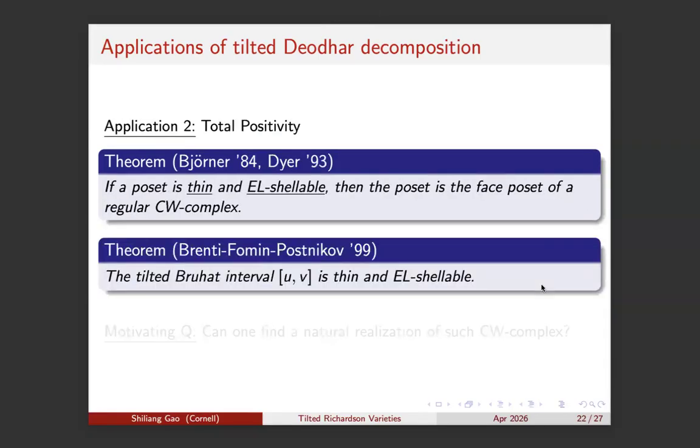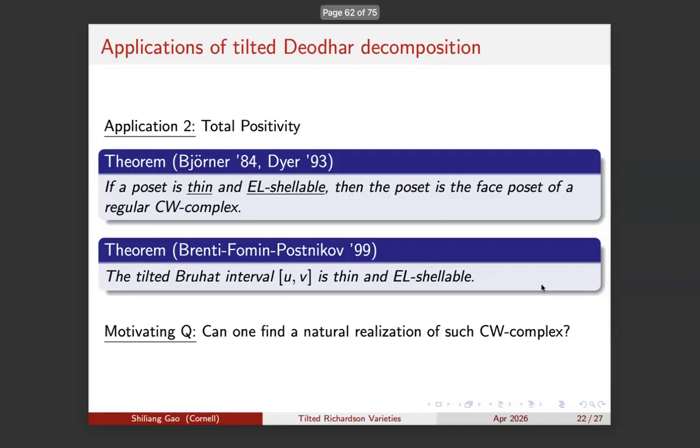Application two is total positivity. A very old theorem by Björner states that if a poset is thin and EL-shellable, then the poset itself is the face poset of some regular CW complex. And it is proved by Brenti, Fomin and Postnikov that every tilted Bruhat interval is thin and EL-shellable.